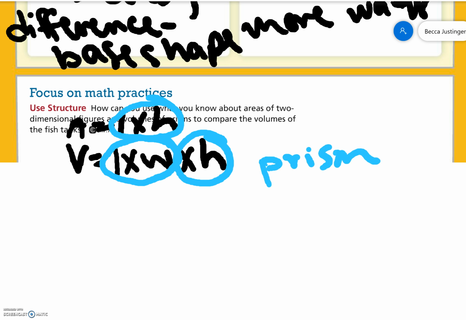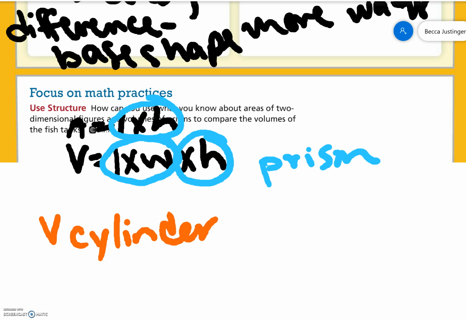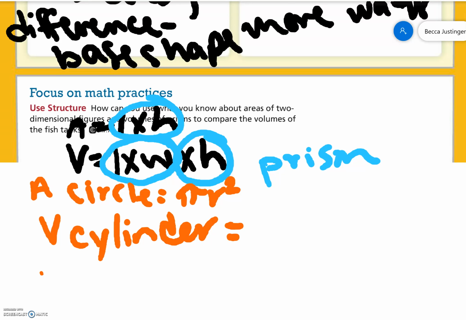But the volume of a cylinder is related. We just have to take the area of the base, and the base is a circle. So area of a circle, we should remember, is pi r squared. So to find the volume, we're going to take that pi r squared, and we're going to multiply it times the height. Just like we took the base of a rectangle as length times width, and multiplied it times the height.